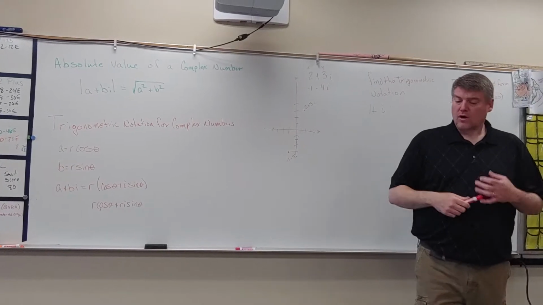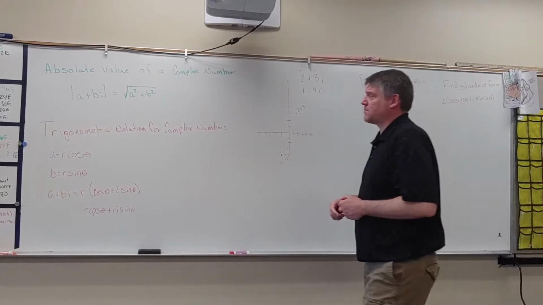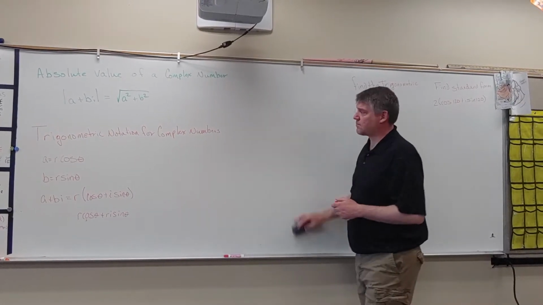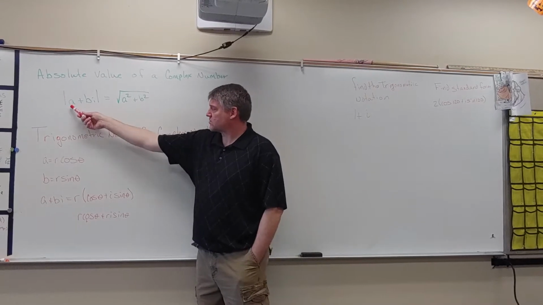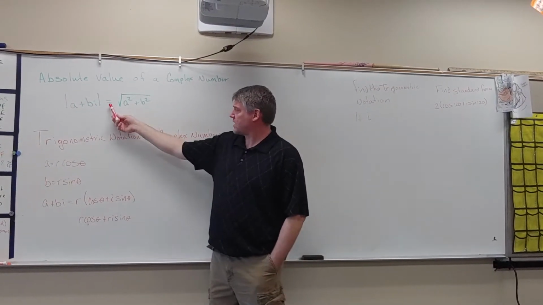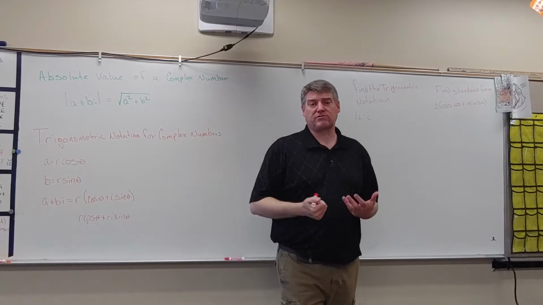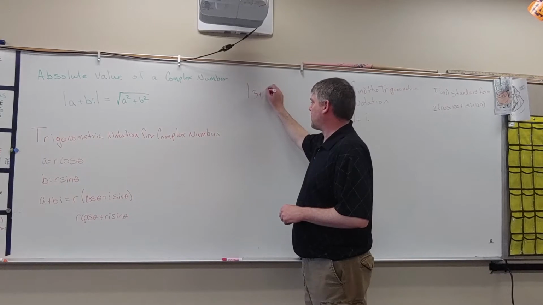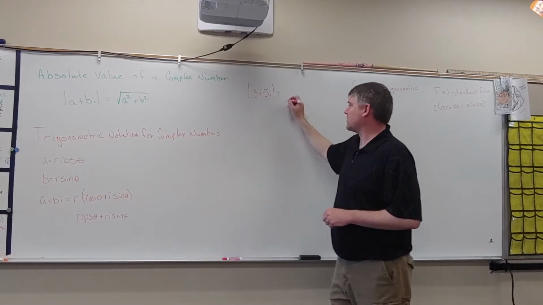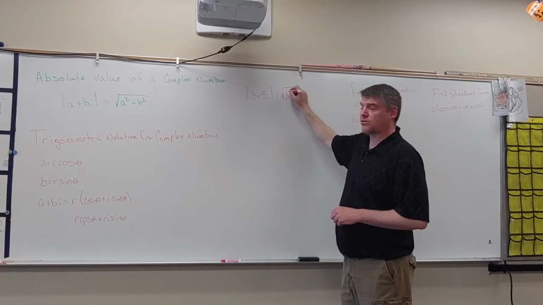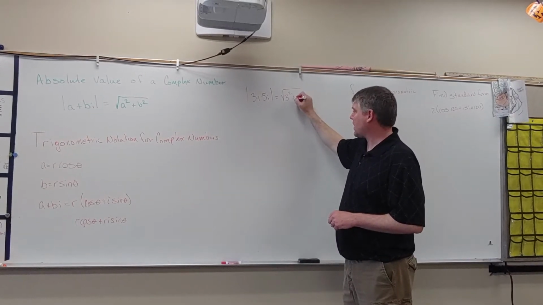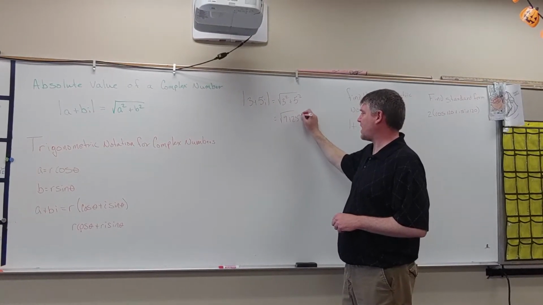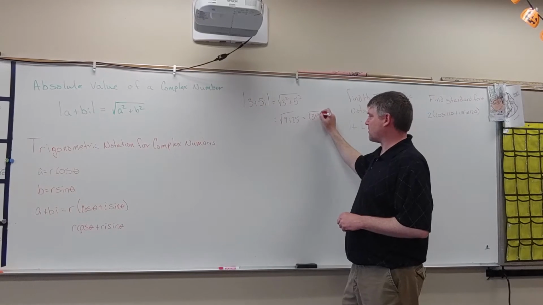Okay. So now we're going to talk about what happens if I have the absolute value of a complex number, that's a plus bi. The absolute value of a plus bi is going to be the square root of a squared plus b squared. So if I have the absolute value of 3 plus 5i, I'm going to square 3, I'm going to square 5, and add them together. That gives me 9 plus 25, which equals the square root of 34.